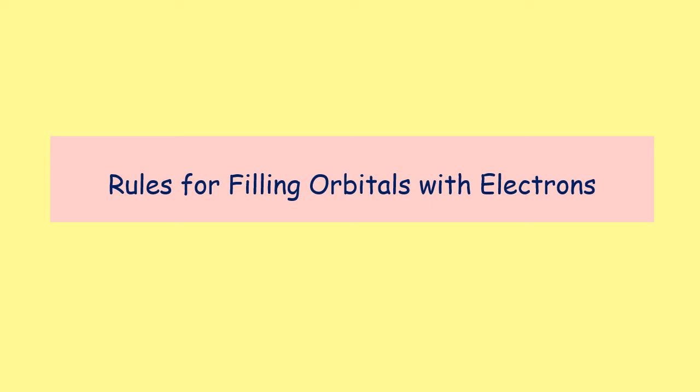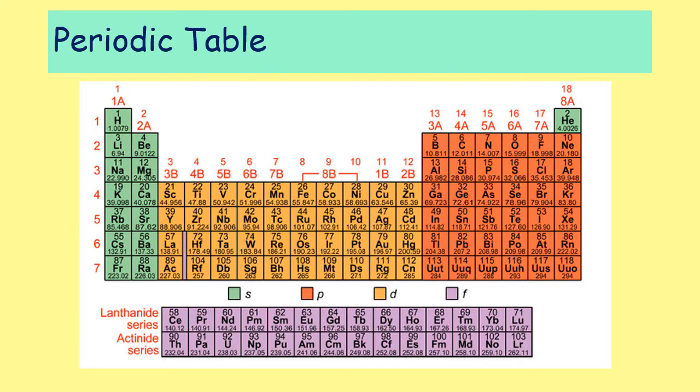So this video is going to look into the rules for filling orbitals with electrons, now that we know about the different energy levels and the different orbitals. To help with this, you're going to be using the periodic table. Always, when it comes to filling electrons and drawing out the different ways of filling electrons into orbitals, you're going to want to have access to your periodic table.